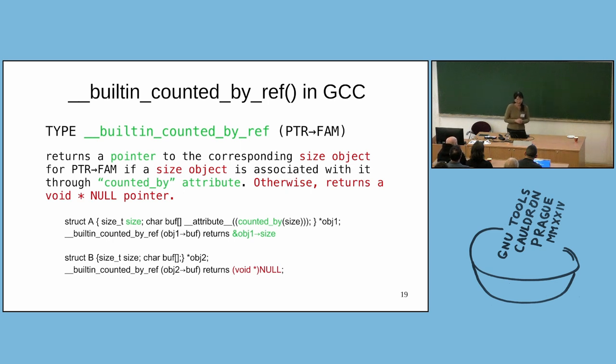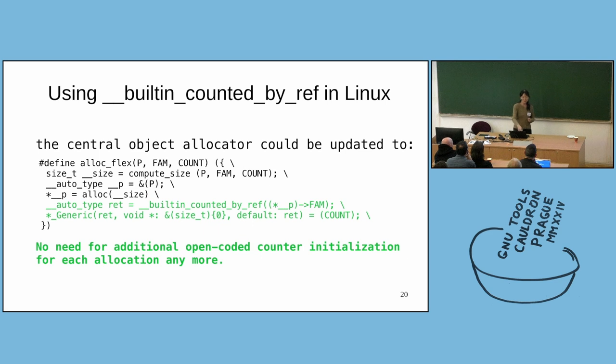So after a lot of discussion, we finally decided on this interface. For this built-in, we will return a pointer to the corresponding size object, if this flexible array has a size object associated with it through the counted by attribute. If there is no such size object, then it returns a void pointer, a null pointer. The type of the void was also decided after a lot of discussion. In the beginning, I tried to use the size_t pointer, but later after discussing, we decided on the void pointer, to help them use _Generic.